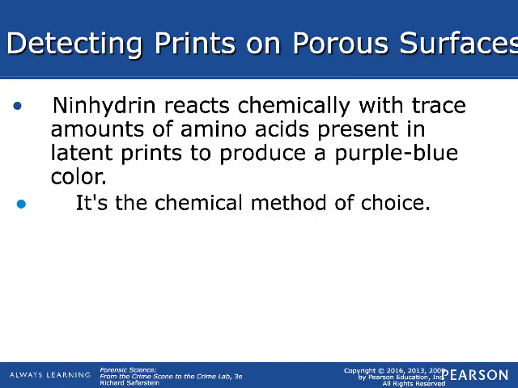Okay, another chemical that's used is ninhydrin. Ninhydrin binds with the amino acids that are present in the proteins in the sweat. So it makes things look purple or blue, and it's the chemical method of choice. Prints begin to appear an hour or two after ninhydrin application, but sometimes it can take up to 48 hours, or you can heat it up.